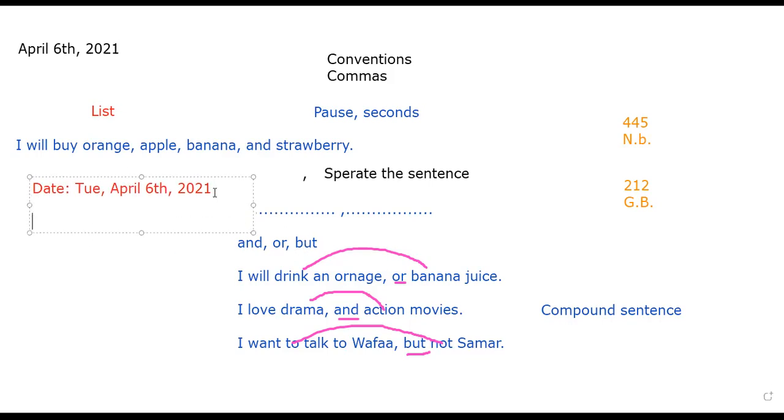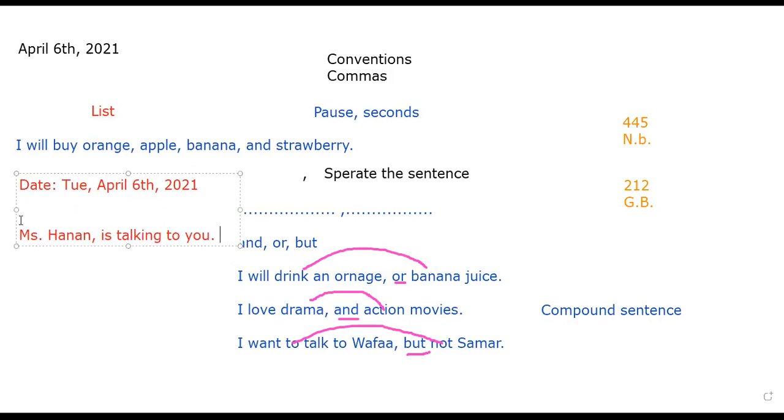Also, we use it when we have a title name. For example, Miss Hanan is talking to you. So when you have the title of the person, and his name is at the beginning, then you put a comma after his name at the beginning. If it comes at the last, for example, who is talking to that girl? Miss.